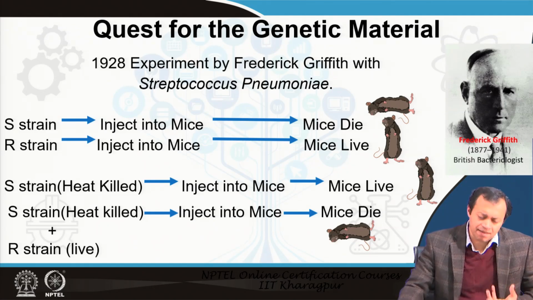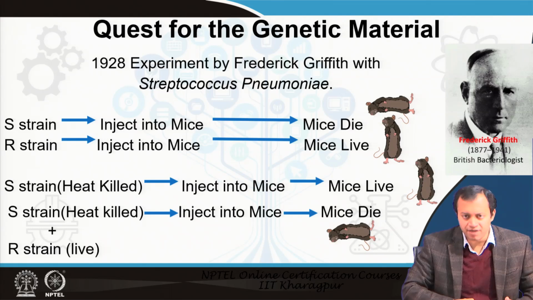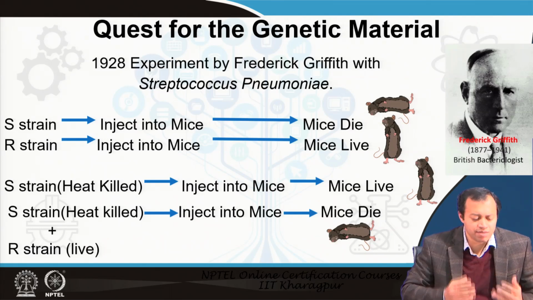Another type of the same bacteria, another strain of the same bacteria, was called rough strain, R strain, because its outer layer was rough in nature and it was not smooth.